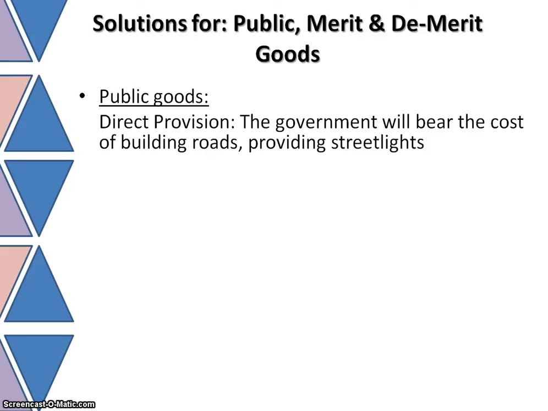Remember, the market fails when public goods are not provided by the private sector. So the only option is that the state has to bear the cost of building roads, providing streetlights, and other public amenities to the citizens of a country.